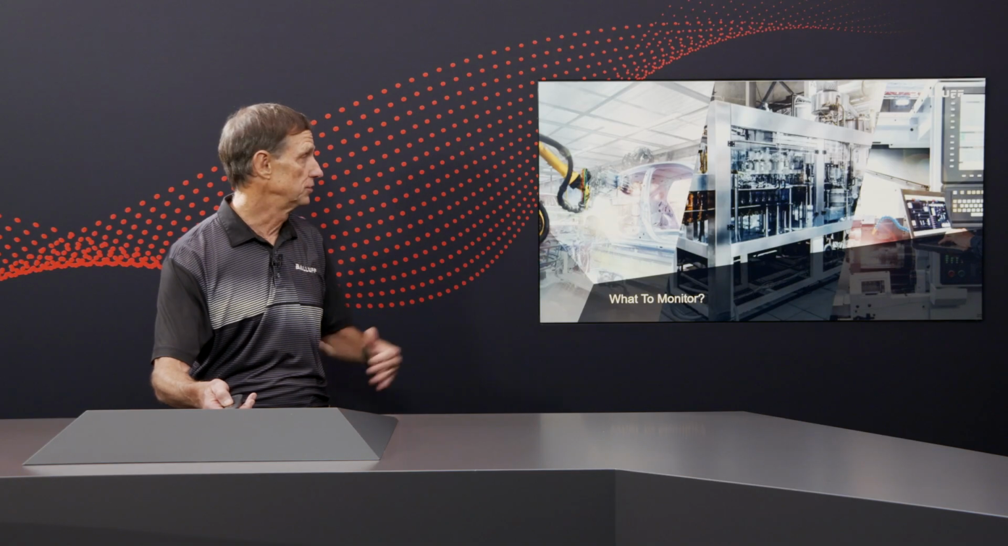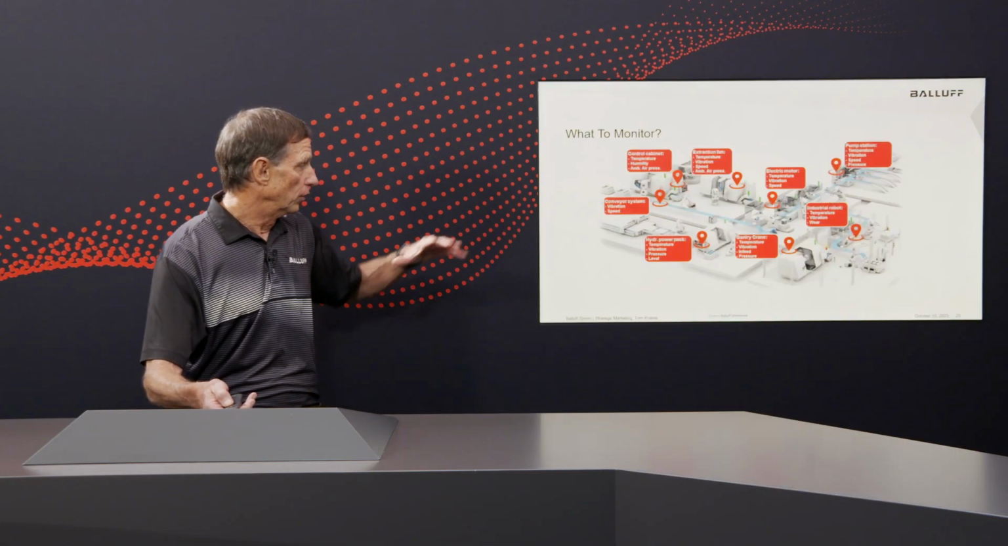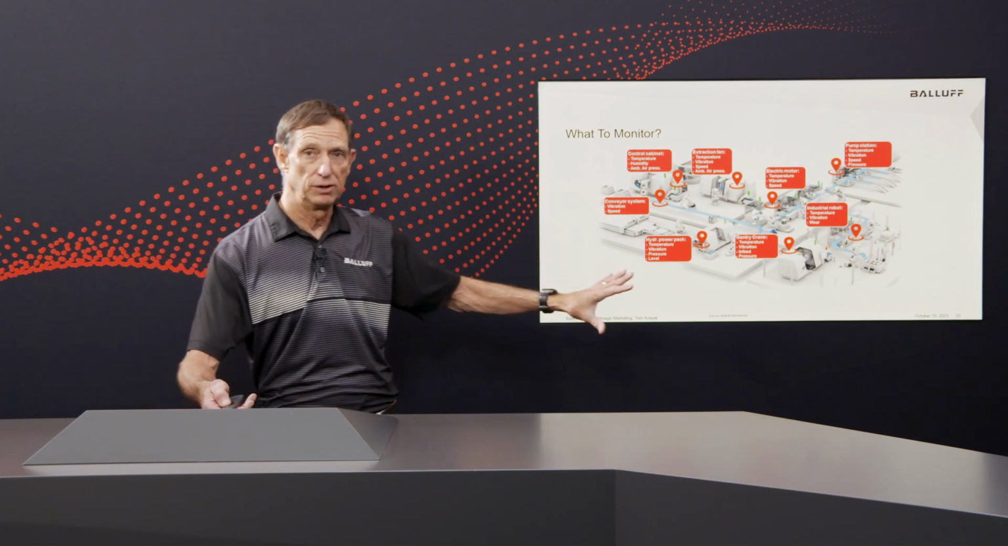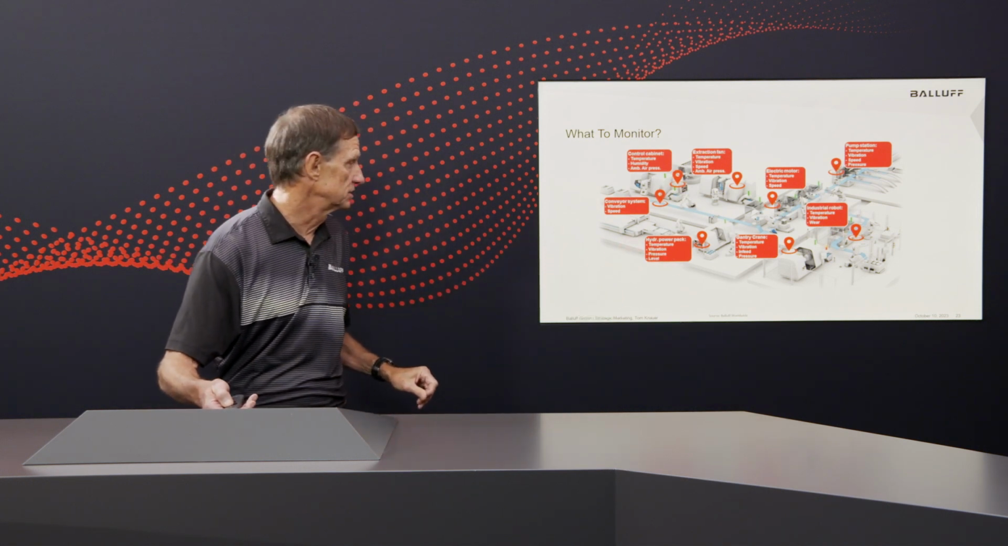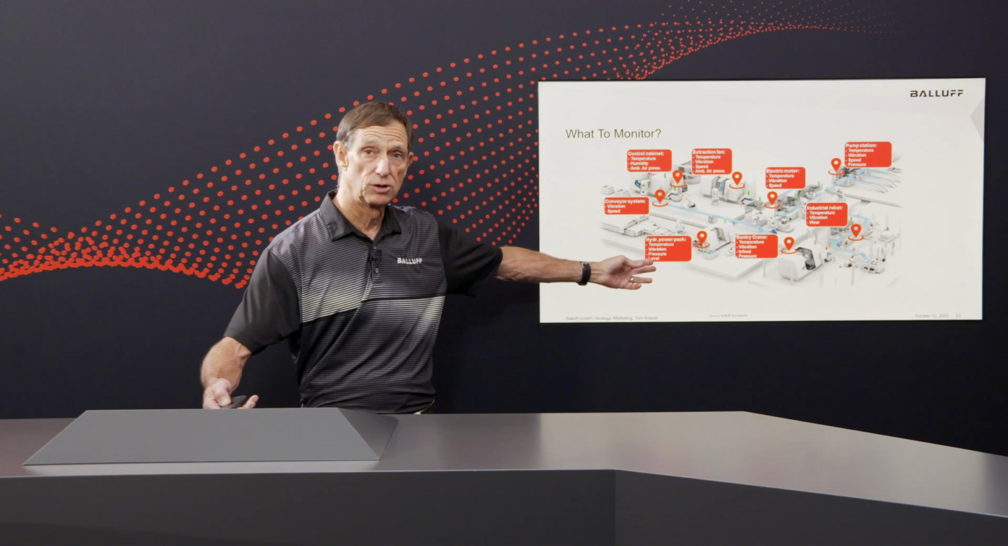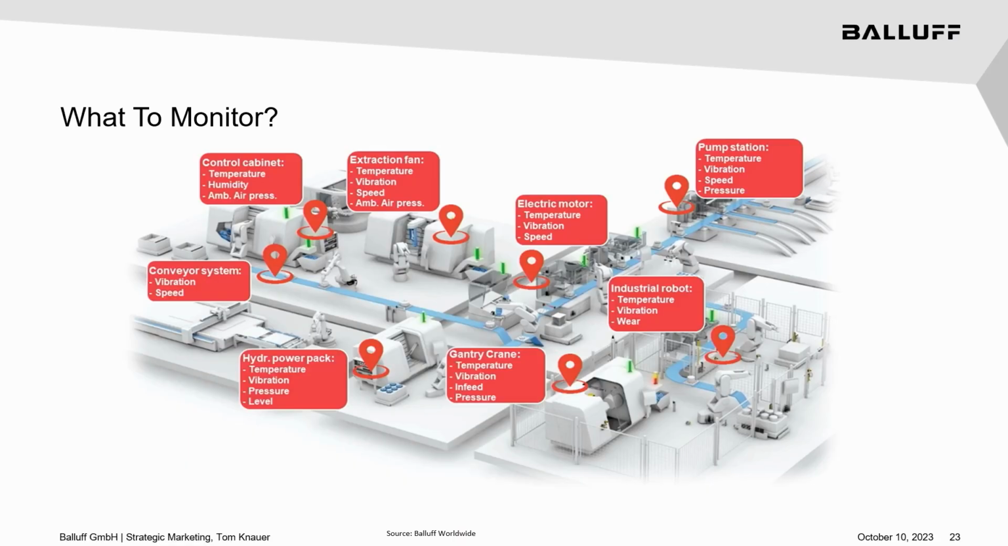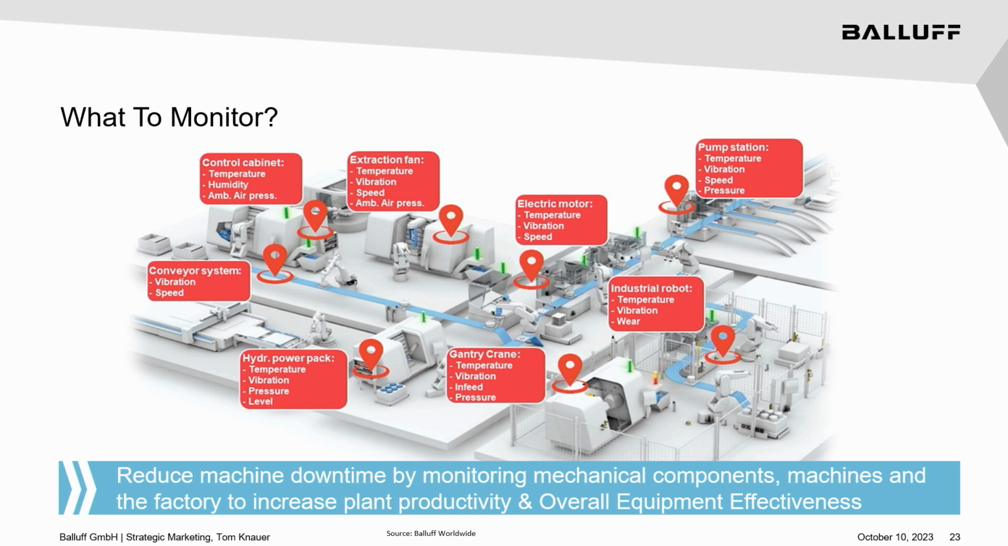So what should you monitor? Again, we look at a factory and there are a lot of different places where we see customers implementing systems: conveying systems, hydraulic power packs, even control cabinets, cranes, robots, motors. These are all typical places where we see customers implementing condition monitoring systems. The key thing here is that we want to reduce downtime by monitoring these key mechanical, electrical, and other components to increase overall equipment effectiveness.